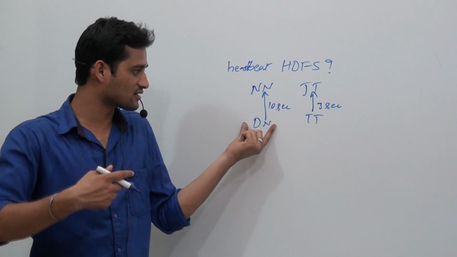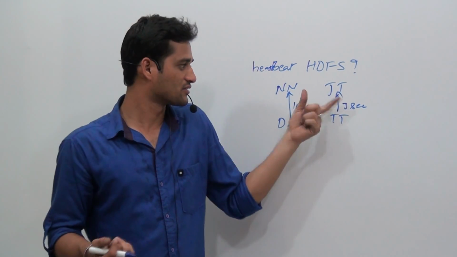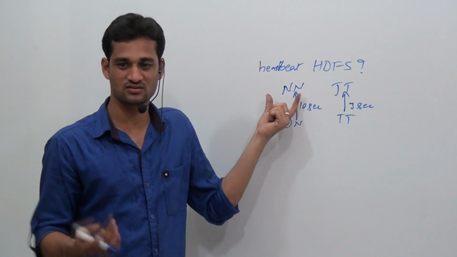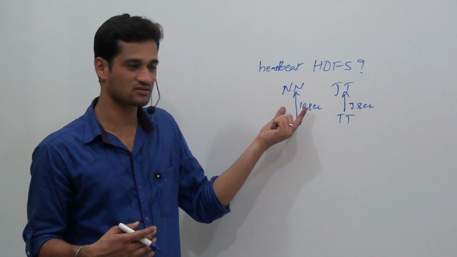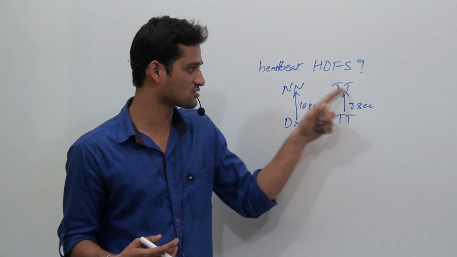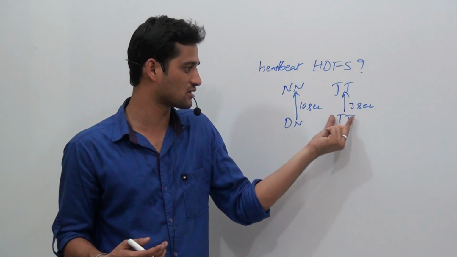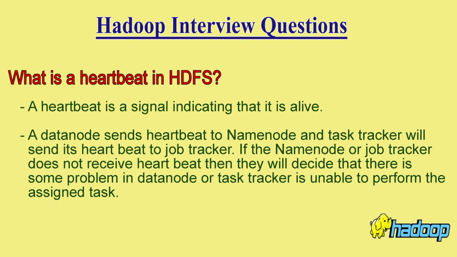So if they are not sending any more heartbeat to this name node or to this job tracker, the name node just thinks that they are dead, and it will give the same responsibilities to some other data node, as well as the job tracker gives that same responsibility to some other task tracker.